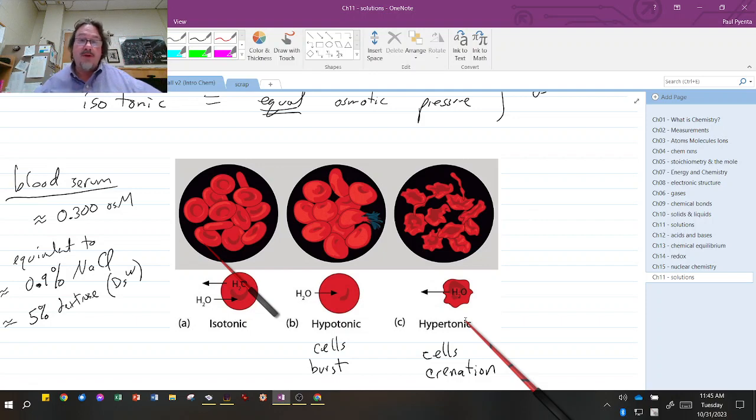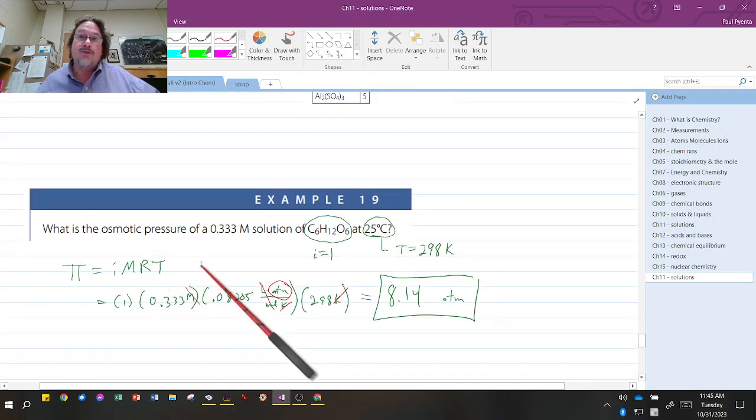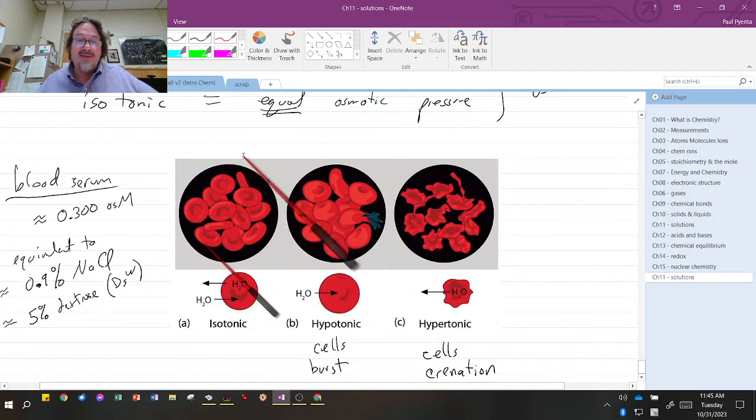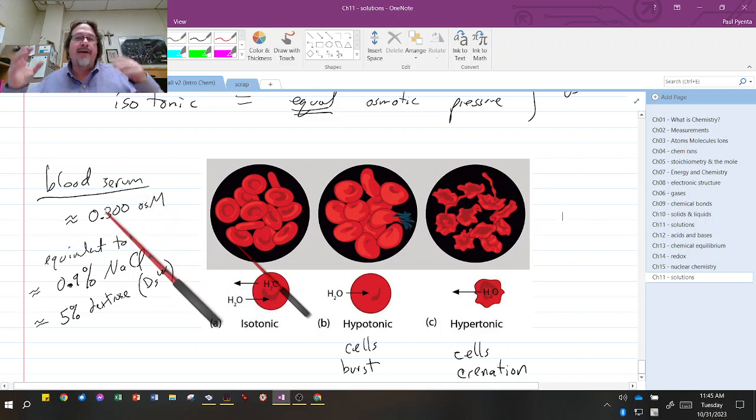And we can use the equation up there, pi equals iMRT, to calculate, truthfully, what is the osmotic pressure on the inside of the cell, what is the osmotic pressure on the outside of the cell, and we want those numbers to be the same. If they're the same, then they will be happy little cells. What are those numbers? Well, let's see. In the blood, it turns out to be about 0.300 molarity. You'll see this term too, osmolarity. That just means that we have not cared what it is. We're just taking the grand total concentration because it's a colligative property.